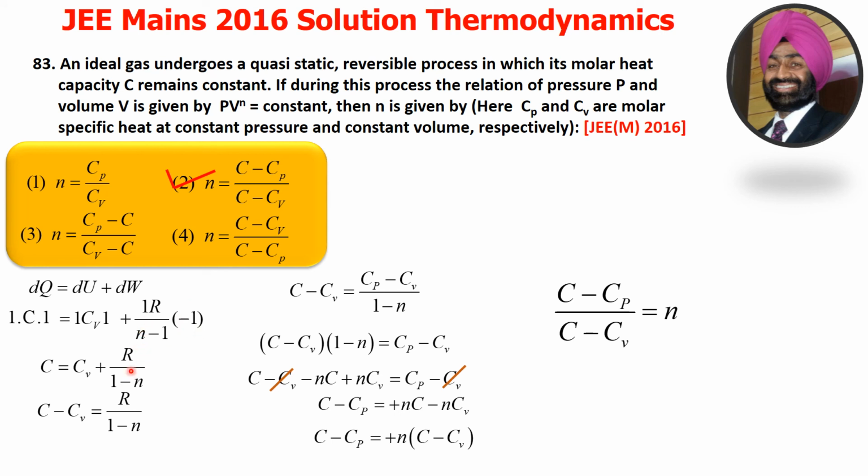Expression: C is equal to Cv plus R over 1 minus N. You can remember this formula for any polytropic process like this one. For the adiabatic process, you may have R over 1 minus gamma. Now take Cv to the left hand side, substitute for R, Cp minus Cv, take 1 minus N to the left hand side, multiply, open the brackets, Cv cancels, take N's to the right hand side and Cp to the left hand side, take N common, just divide by C minus Cv, you will get the answer.